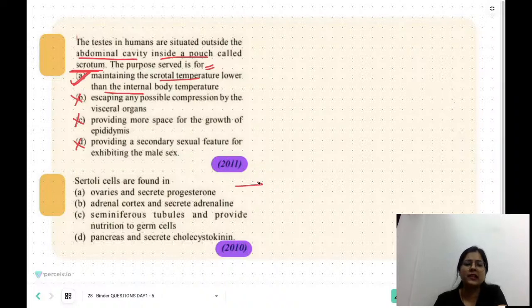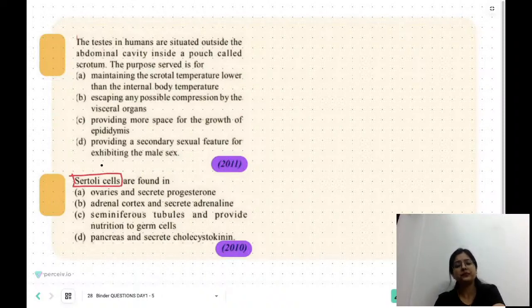Now the next question says that Sertoli cells कहाँ मिलेंगे? Where are the location of the Sertoli cells? So Sertoli cells हमने देखा था भाई कि Sertoli cells जो होते हैं, these are usually found in case of your seminiferous tubule. आपको जब मैंने सेक्शन बताया था सेमिनिफेरस ट्यूब्यूल का, तो उसी में मैंने आपको एक्सप्लेन किया था कि उसमें दो सेल्स इंपॉर्टेंट होते हैं, एक स्पर्मेटोगोनिया और दूसरा हो जाएगा सर्टोली सेल्स. ऑलराइट, सो अनडाउटेडली इसका जो आंसर होगा वो हो जाएगा सेमिनिफेरस ट्यूब्यूल्स एंड प्रोवाइड नरिशमेंट टू द मेल जर्म सेल्स.